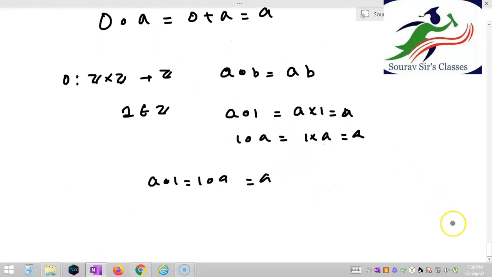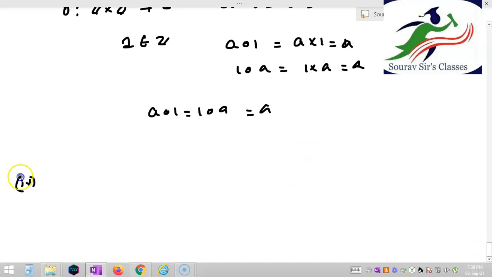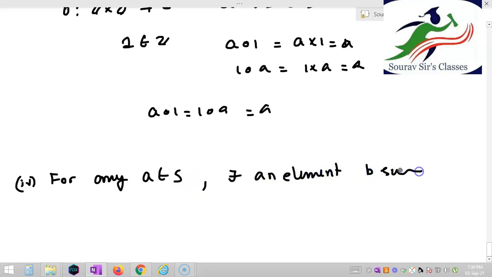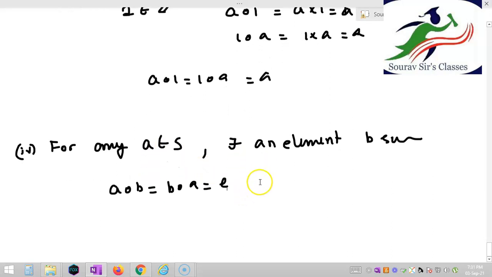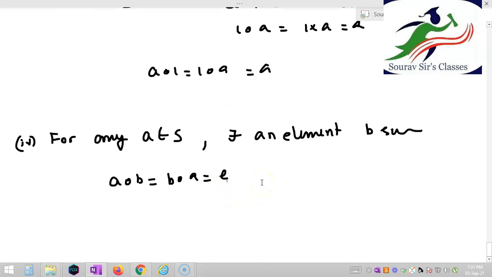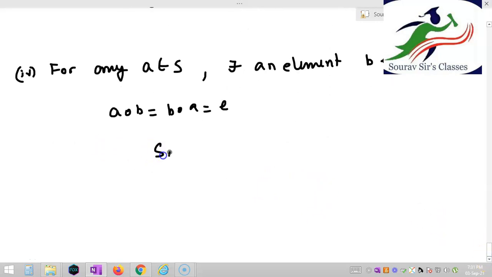And fourth is: for any A belonging to S, there exists an element B such that A compose B is equal to B compose A is equal to E. For any element A belonging to S, there must exist an element B such that A compose B is equal to B compose A is equal to E. Then we will say that if S satisfies these four properties, then S is a group with respect to that composition. That is, S compose is a group.